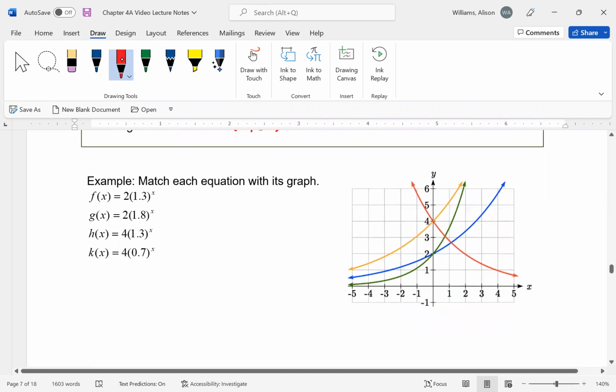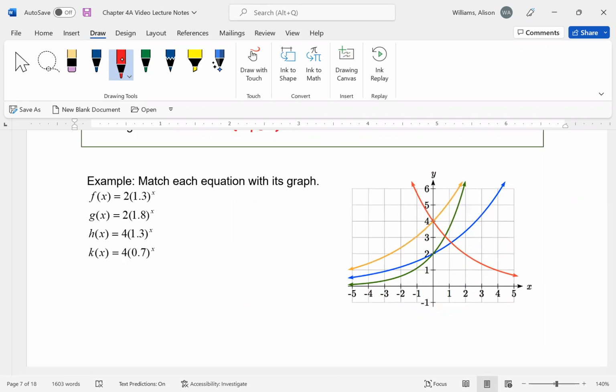Now let's look at some examples where we have graphs and we're going to kind of play the matching game here. What's nice is we have two distinct vertical intercepts. Here we have 2, whereas here we have 4. So I already know that the best contenders for f of x and g of x are the ones that are crossing through 2 right here. And the ones that are crossing through 4, h of x and k of x, are the best contenders right there.